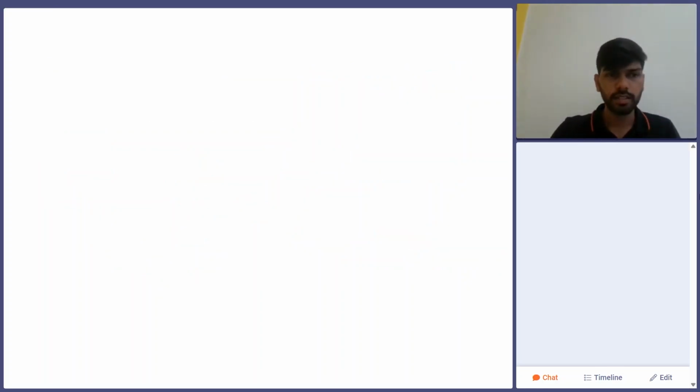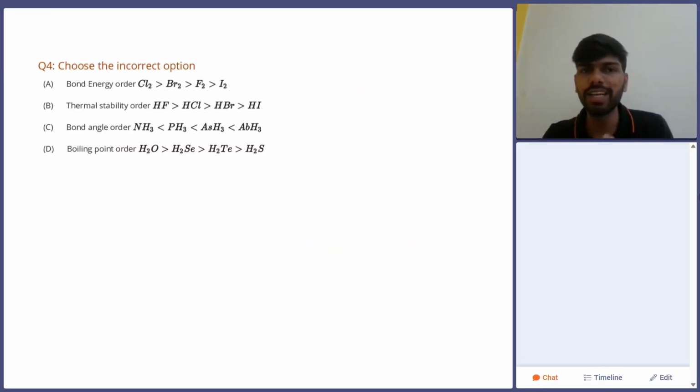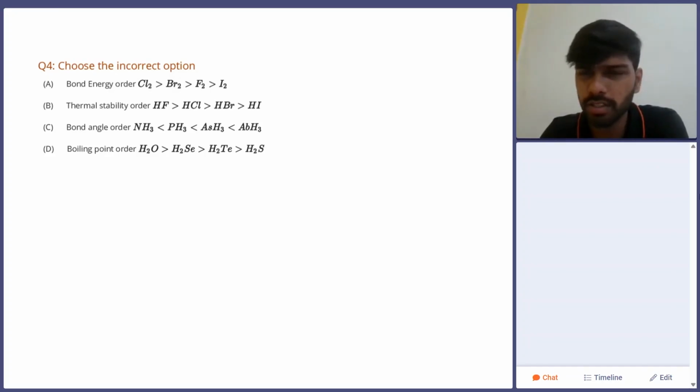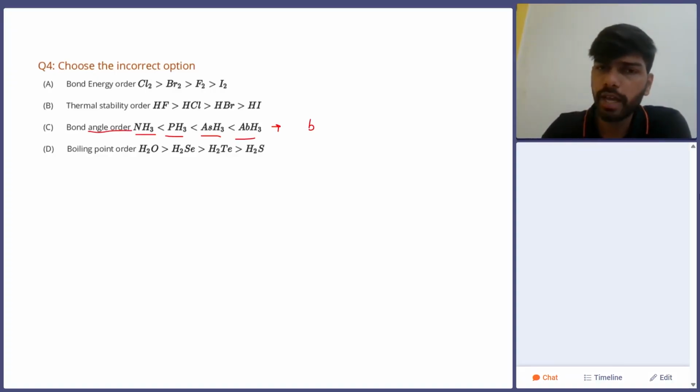Clear? Next question: choose the incorrect option. They are saying the bond energy order is correct here, so option A is correct: Cl2, Br2, F2, I2, that is the correct bond energy order. Now thermal stability order: HF, HCl, HBr, HI, that is also correct. But if you look at the bond angle order NH3, PH3, AsH3, SbH3, see here, the bond angle order is incorrect. So the right option is option C.